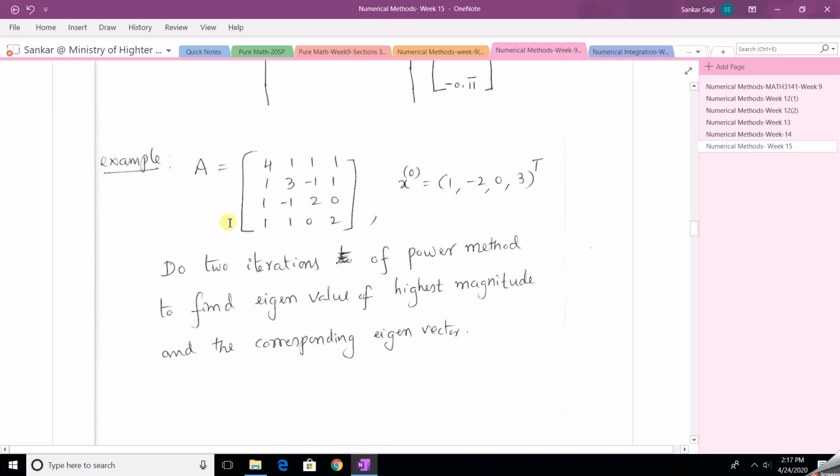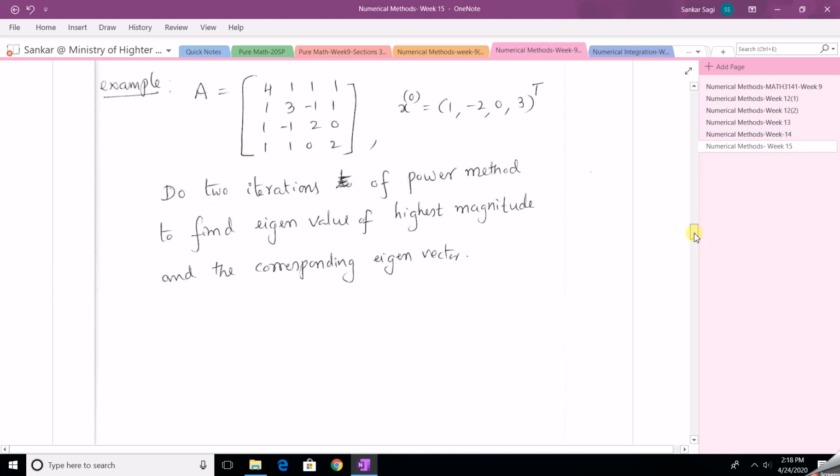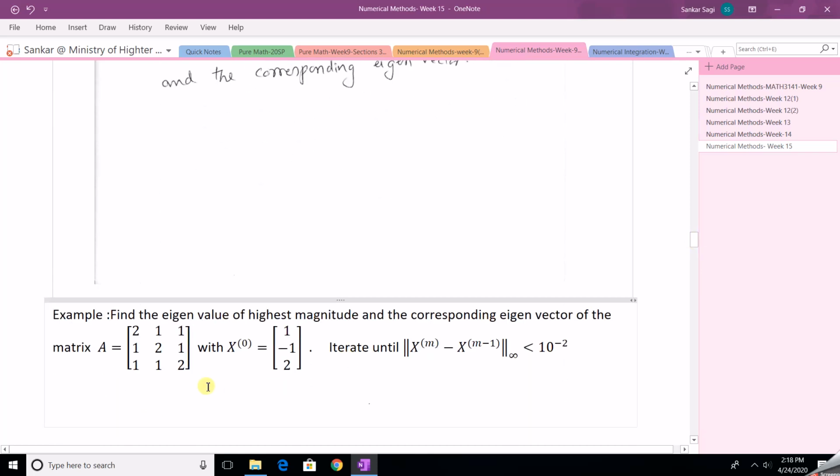Now you can do a similar example. A is given by this 4 by 4 matrix, and the initial value of the eigenvector, x0, is given as 1, minus 2, 0, 3 transpose. That means it is a column vector. So do 2 iterations of the power method to find the eigenvalue of highest magnitude and the corresponding eigenvector. I will leave this for you as an exercise.